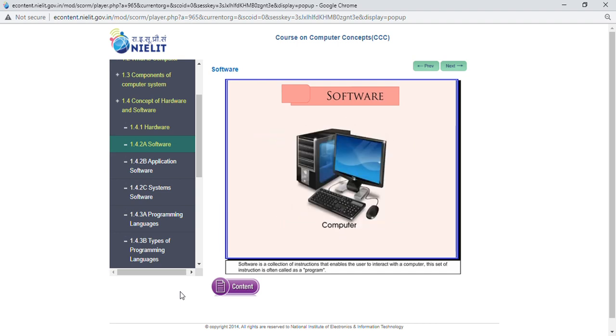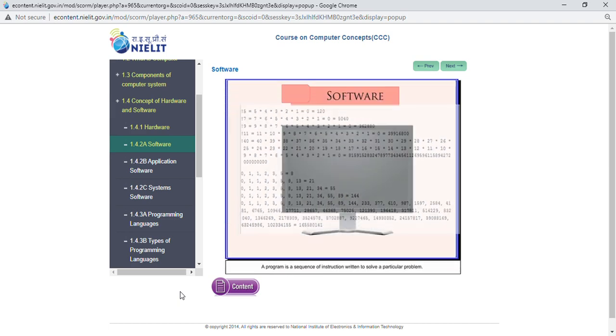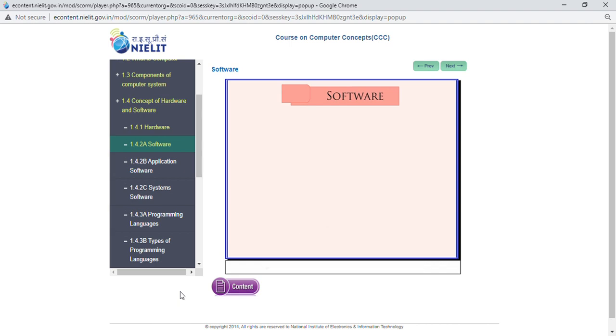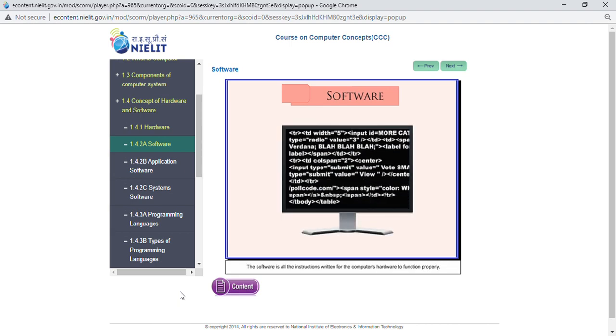Software is a collection of instructions that enables the user to interact with a computer. This set of instructions is often called a program. A program is a sequence of instructions written to solve a particular problem. The software is all the instructions written for the computer's hardware to function properly.